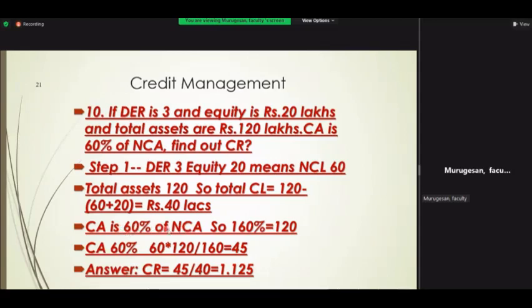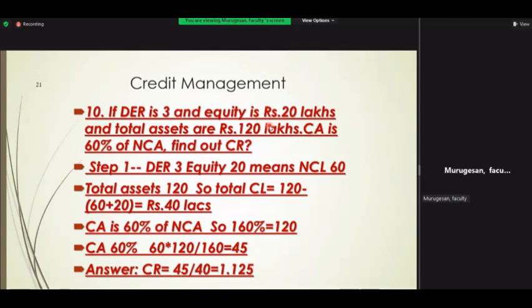So the ratio will be 5:3. 5 + 3 = 8, 8 = 120. So 3 = how much, 5 = how much? These are all your school days, you have studied these simple mathematical applications. Supposing you have to divide 100 rupees into 5:3, immediately you can divide. Say 100 rupees to divide into 4:1: 4 + 1 is 5, 100 divided by 5 is 20. So one share is 20, another share is 80.